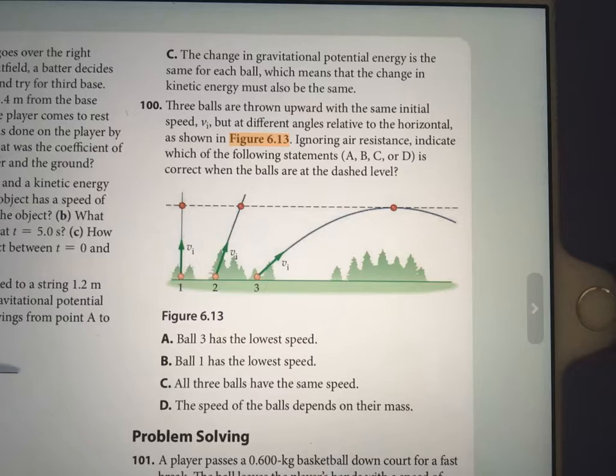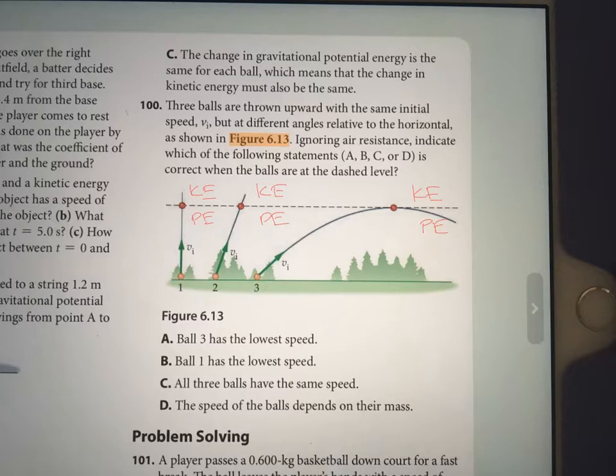The question is, what kind of other energy does it have at the top there? It has potential at the top, right? So at this location, it's got kinetic energy, it's got potential energy. The question is really which is greater, the sum of which of those. At each instant, it still has all of those. So we've got ball 3 has the lowest speed, ball 1 has the lowest speed. All 3 balls have the same speed, and the speed depends upon their mass. Are we told that they're the same objects? 3 balls are thrown upward.